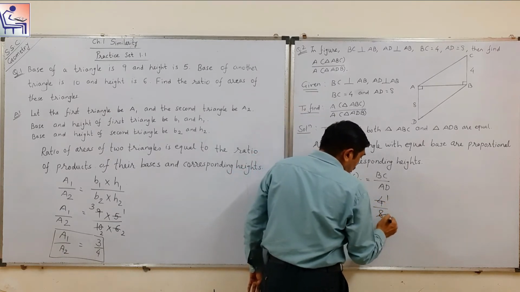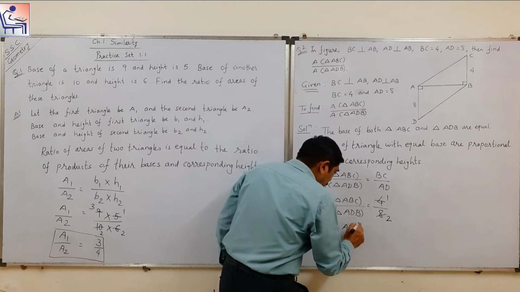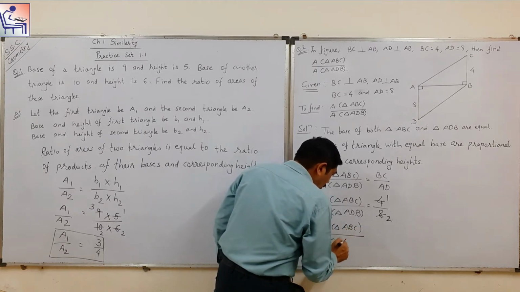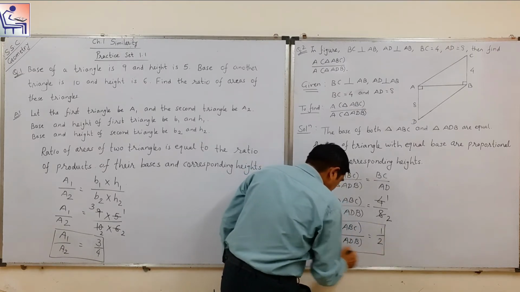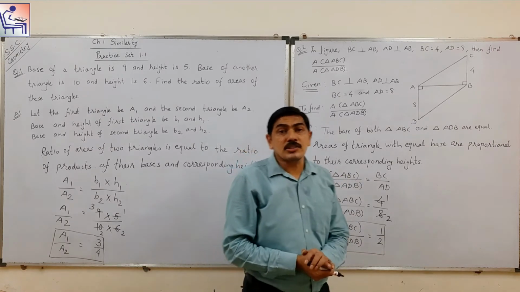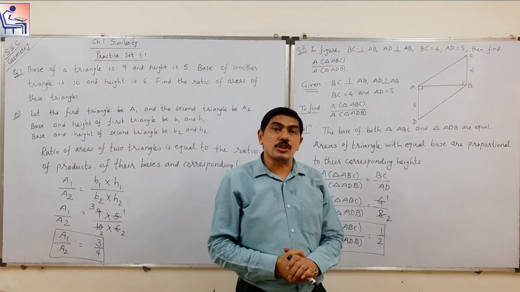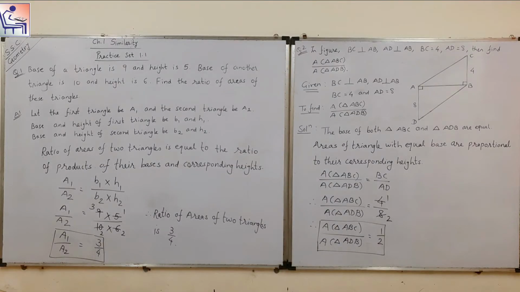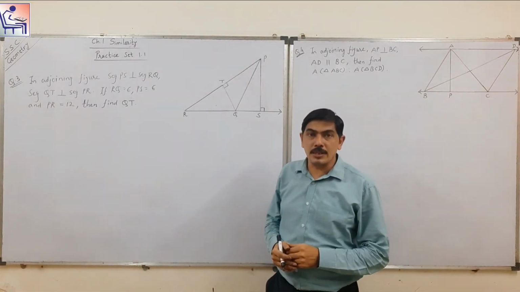Now, as you know, the cancellation is possible. So we can say that area of triangle ABC upon area of triangle ADB is equal to 1 upon 2. So your second answer is finished. Here we will move now to question number 3. We are solving now question number 3.